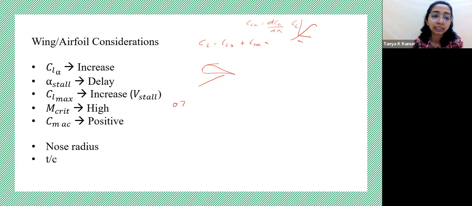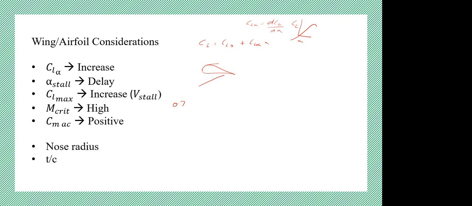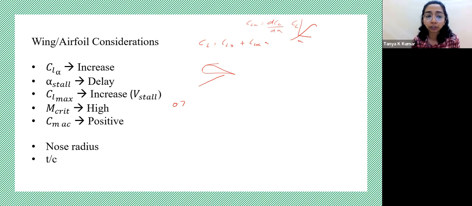Next, another parameter here is CMAC. CMAC is from the stability, stability control aspect. What is CMAC? CMAC of the wing. What is CMAC? Moment coefficient of the aircraft. Yes. So it is the pitching moment coefficient about the aerodynamic center of the wing. In this case, we're discussing the wing. So CMAC is the pitching moment coefficient about the aerodynamic center. We require this to be positive.